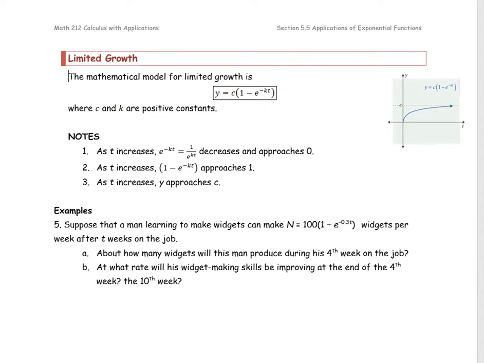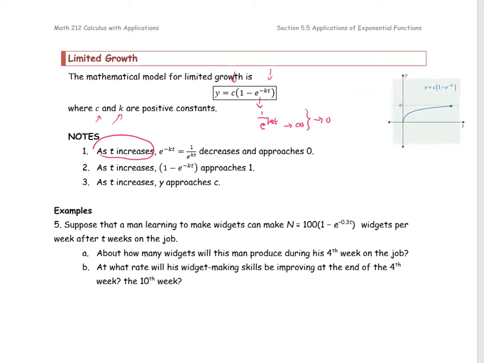Limited growth. The mathematical model for limited growth is y equals c times the quantity of 1 minus e to the power negative kt, where c and k are positive constants. As t increases, e to the power negative kt is the reciprocal of e to the power kt. The denominator gets larger and larger, eventually becoming infinity. That makes the term 1 over e to the power kt approach 0.